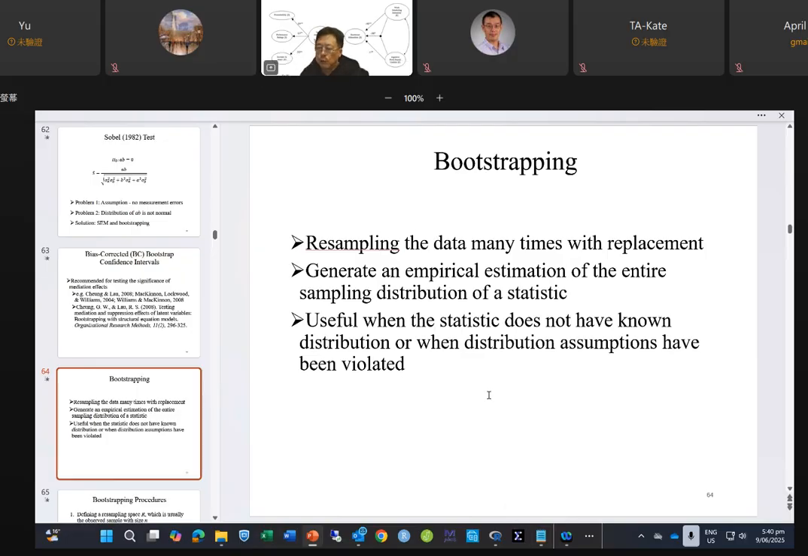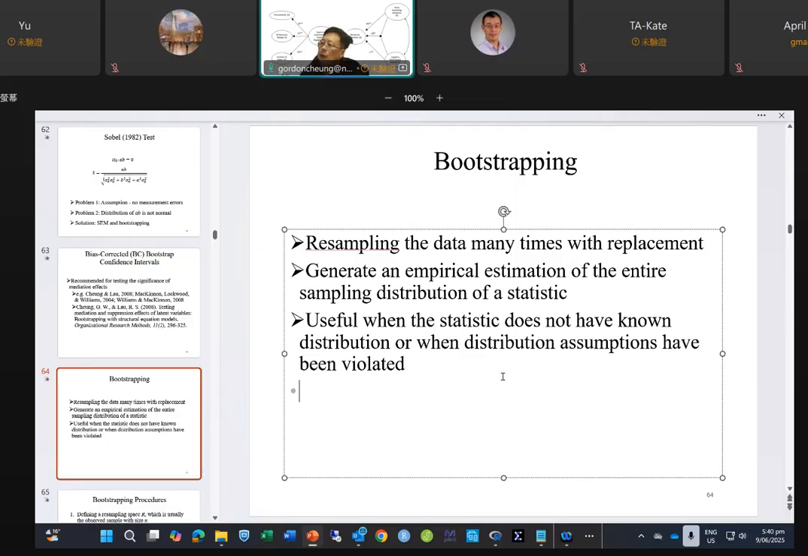Of course, nobody will repeat the study 1,000 times. So what we can do is to rely on the computer. We resample from the data 1,000 times. How can we resample from your sample? It is with replacement.